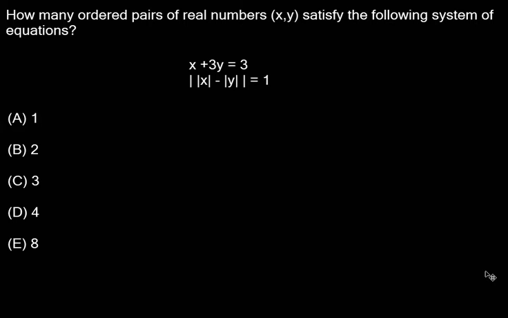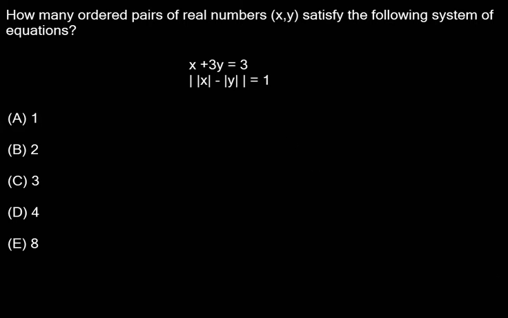So the question is asking us how many ordered pairs of real numbers x and y satisfy the following system of equations. And the system of equations is x plus 3y equals 3, and the absolute value of the absolute value of x minus the absolute value of y is equal to 1.